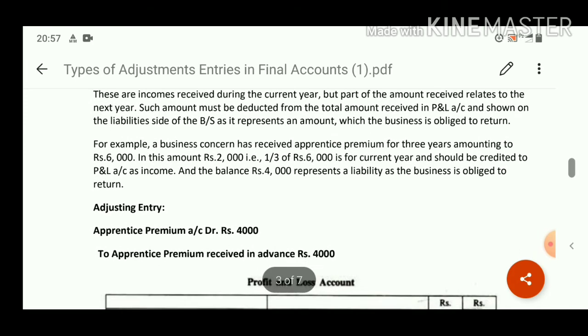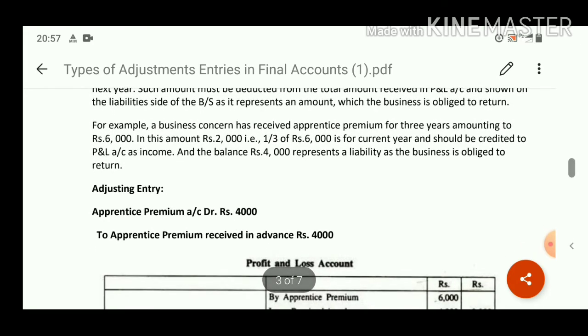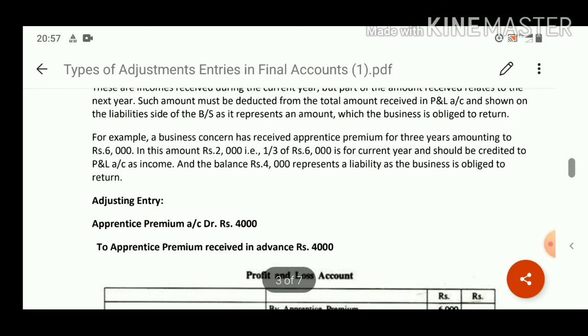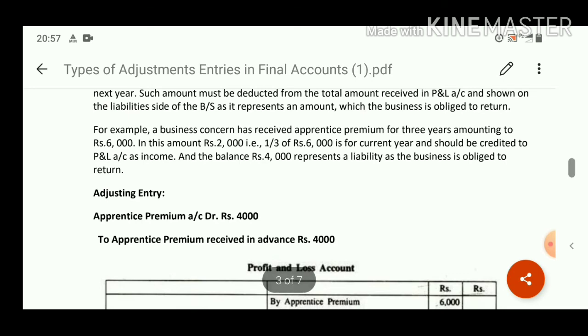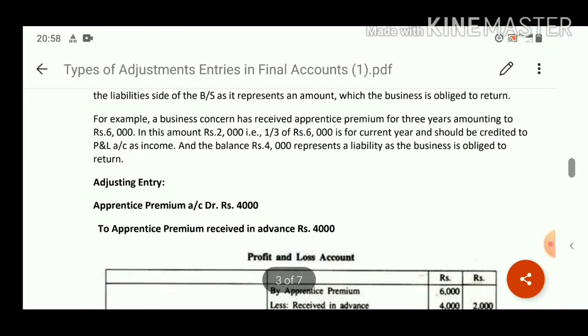Let's take an example. A business concern has received an apprentice premium for 3 years amounting to rupees 6000. Of this amount, rupees 2000, that is 1/3 of rupees 6000, is for the current year and should be credited to the P&L account.